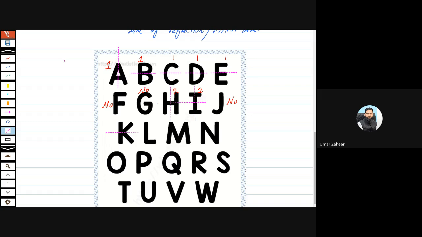In this case you have one line of symmetry, and that is a horizontal line, there is no other one. So this means that we have only one line of symmetry in K. Yes, Ariba. How many lines of symmetry in L? Sir, no line of symmetry.